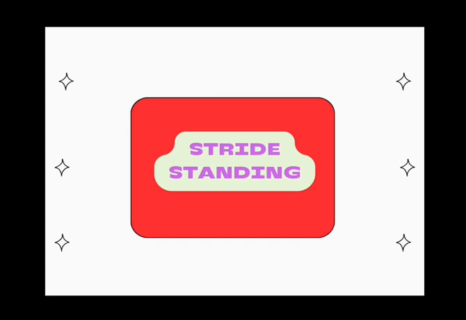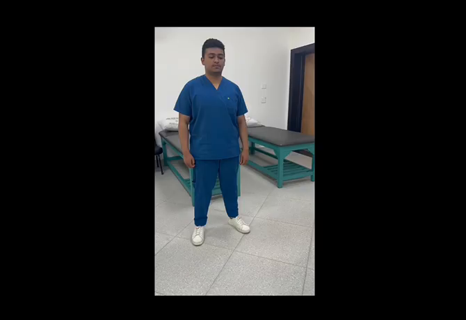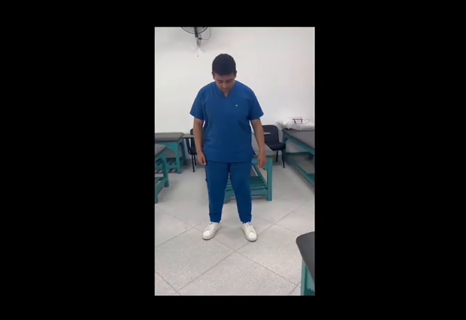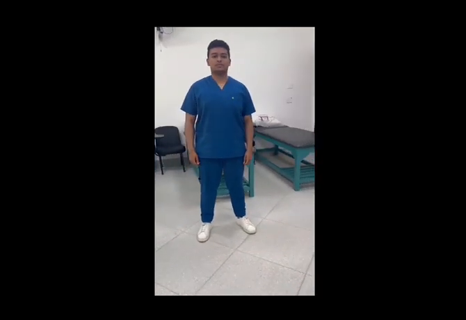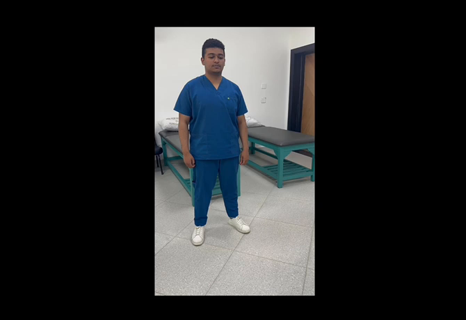Second, stride standing. To describe this position, we see that he stands on both legs with one foot in front as if he has taken a step. Keep weight on both feet and maintain good trunk and knee arch positions. It is used to strengthen leg muscles in weight bearing position and for balance.